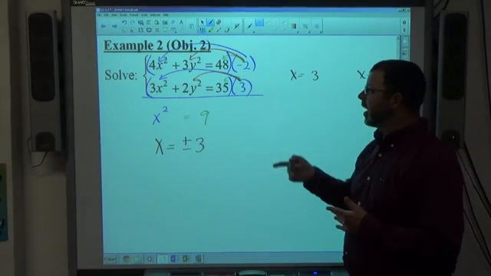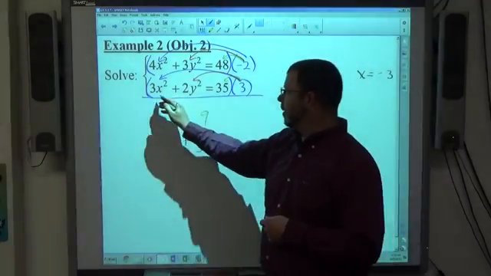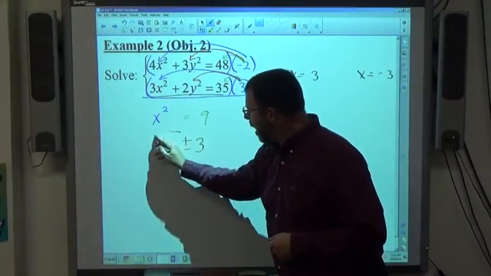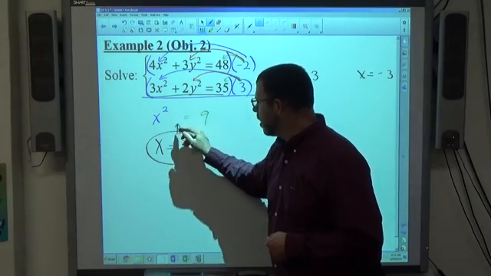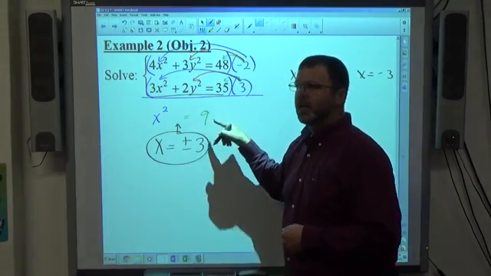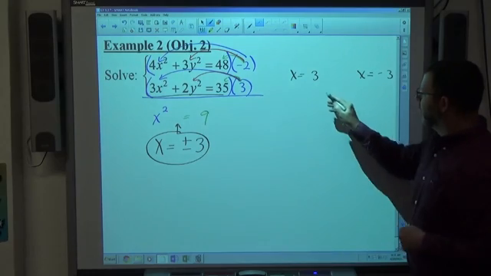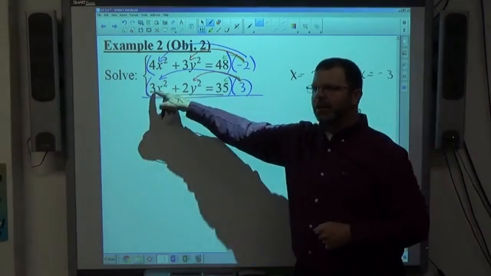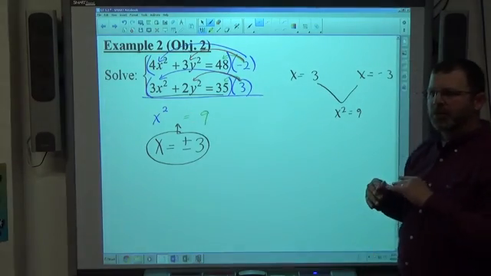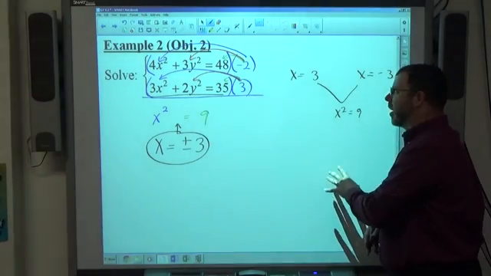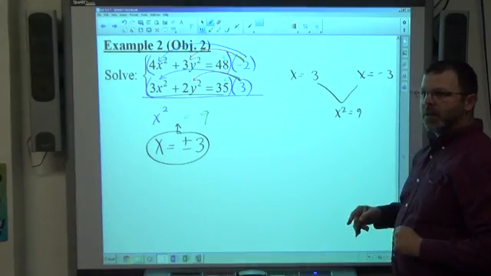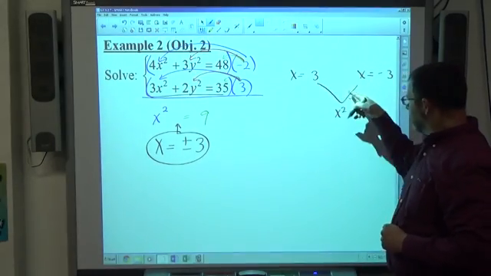I want to go ahead and find y. I've got to go to one of my original equations. I like the bottom one better. Now it says 3x squared. So whether x is positive 3 or -3, x squared is still equal to 9. And that's really what I'm substituting in. So I only have to go through the process once. Just know that whatever answers I get for y apply with 3 and with -3. So whether it's 3 or -3, x squared is 9.